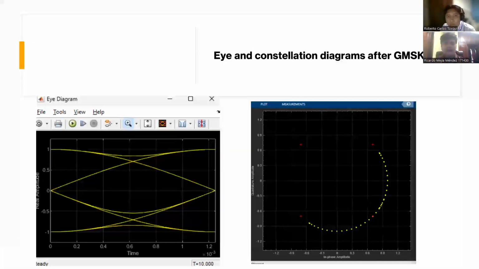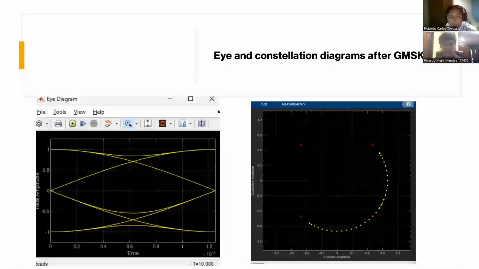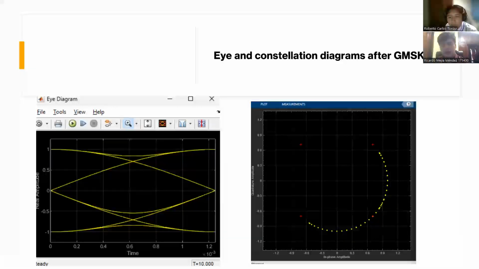In the previous diagrams, we can see that the transmission signal has no noise at all, having a clear figure of the eye diagram and a sequence with a certain circular order in the constellation diagram. Then in the next block, which is block 5 of our GSM system, we add an AWGN. This is an additive white Gaussian noise block, which in this case is used to simulate the effect of additive white Gaussian noise in a GSM type communication system.